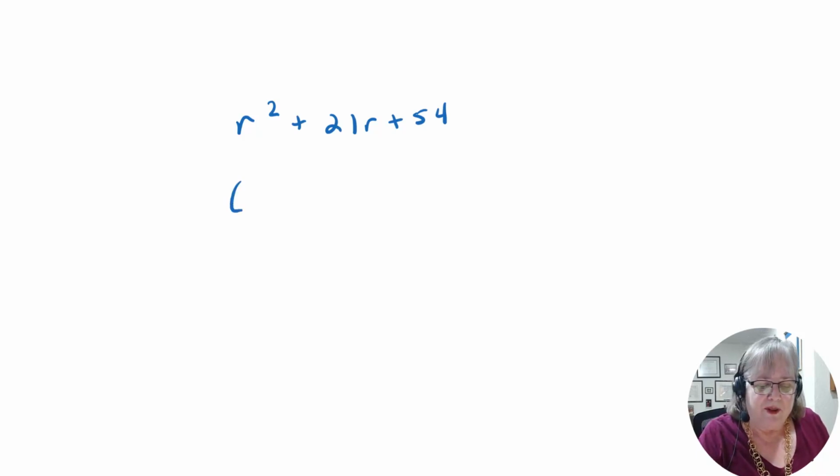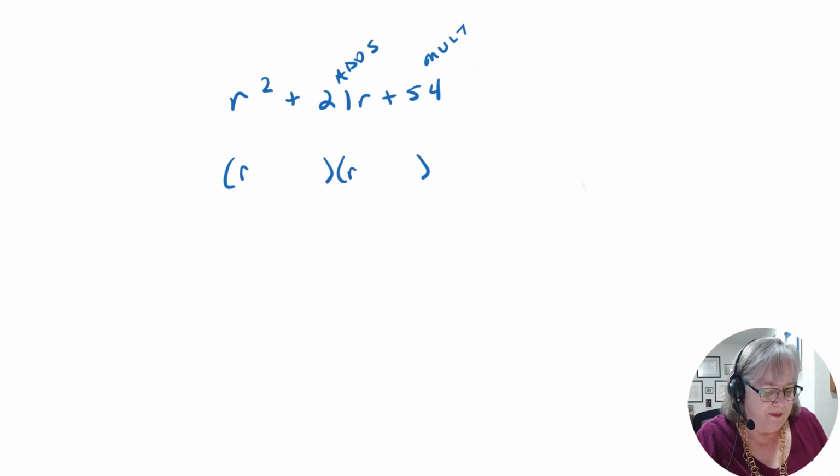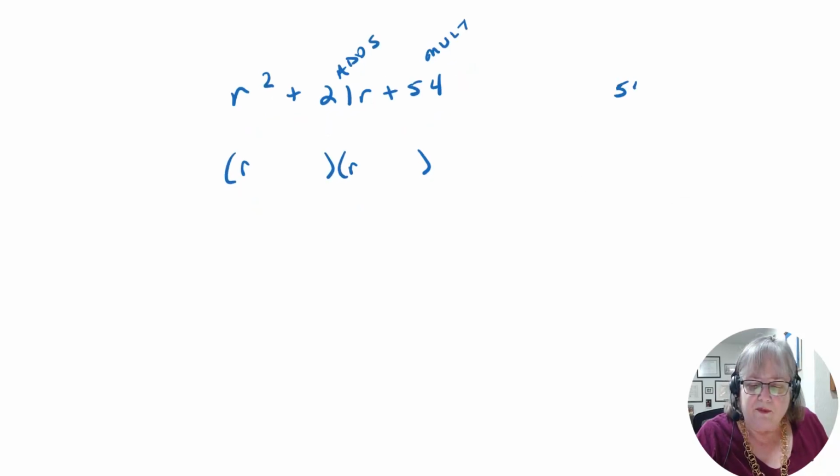So it's the lead coefficient of a 1, and you would put an r here and an r there. That's what you know just from the fact that it's 1r squared. And you would say what multiplies to 54 and adds to 21. So now it multiplies to a positive 54, so they're the same sign. And you would say, okay, what multiplies to 54? 1 and 54. 2 goes into it 27 times. 3 goes into it 18 times.